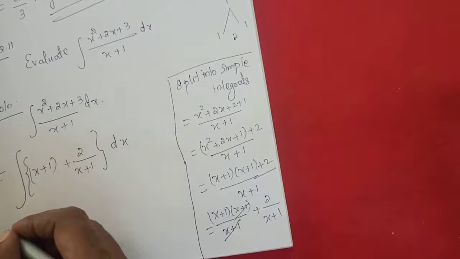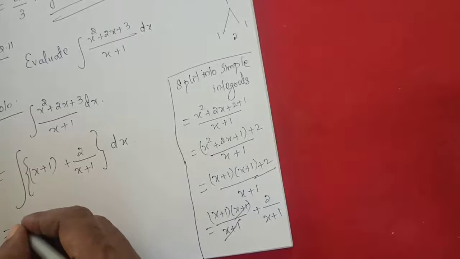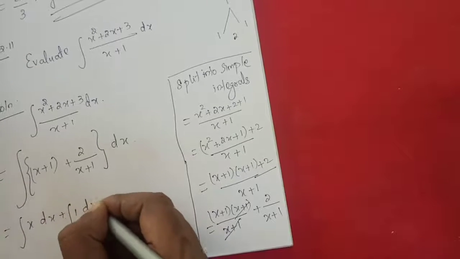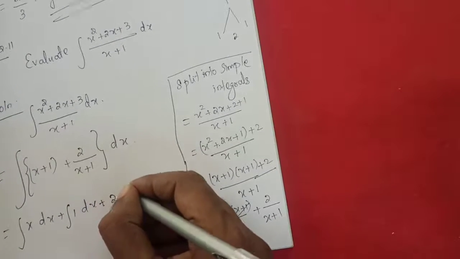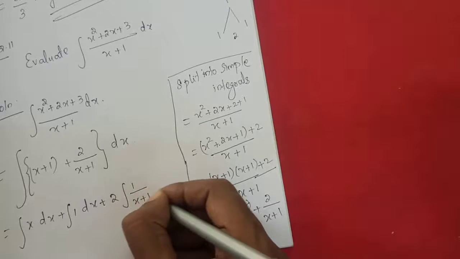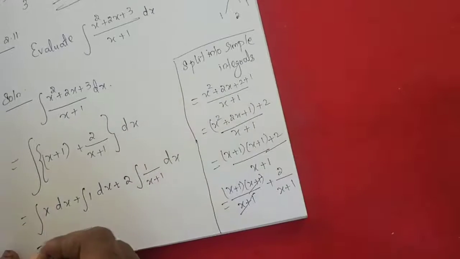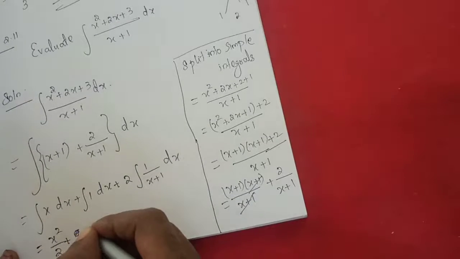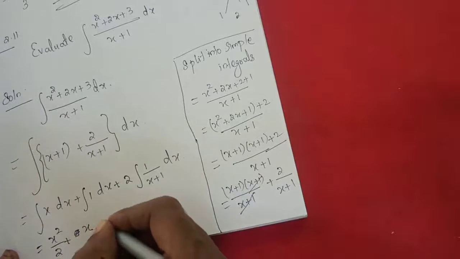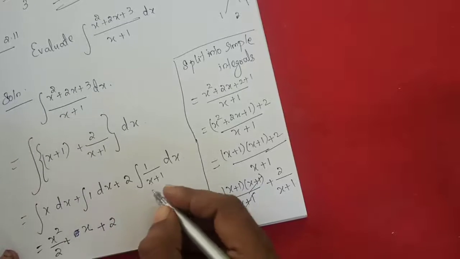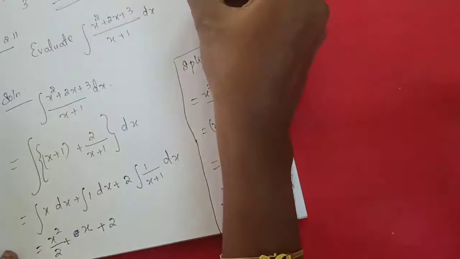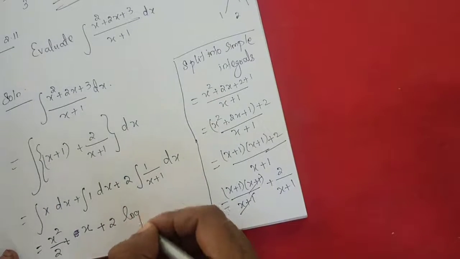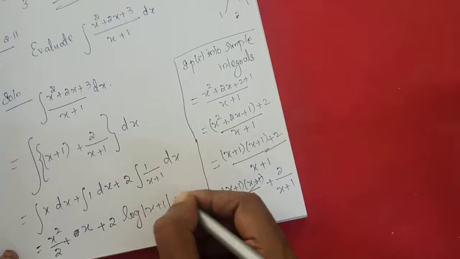So now you can integrate easily. You can separate it and integrate: x dx plus 1 dx plus 2 into the integration of 1 by (x plus 1) dx. Okay. So that's equal to x square by 2, plus x, plus 2, and 1 by (x plus 1) is the same as 1 by x form. So log of modulus of x plus 1 plus c.